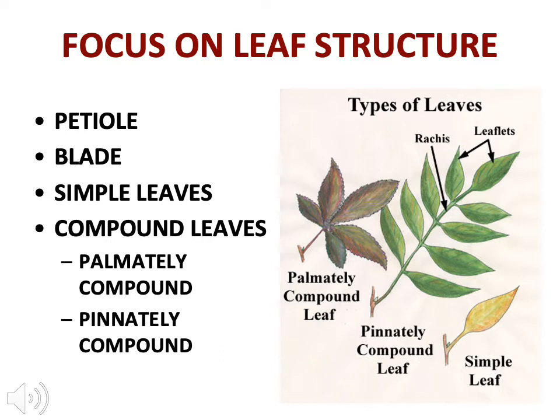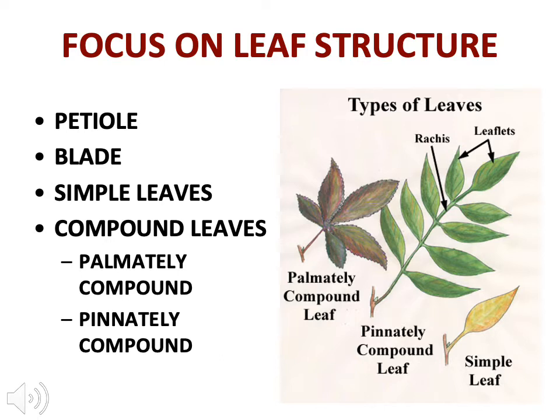A simple leaf is a leaf in which the blade is a single laminar structure, like a maple leaf or like an oak leaf. And then we've got compound leaves. Now, in a compound leaf, the blade is composed of a number of different parts. And those parts, called leaflets, can be joined at one common location. In other words, a palmately compound leaf is a leaf where the leaflets, or the divided portions of the leaf blade, are all connected at one place, much like your fingers are all connected to the palm of your hand.